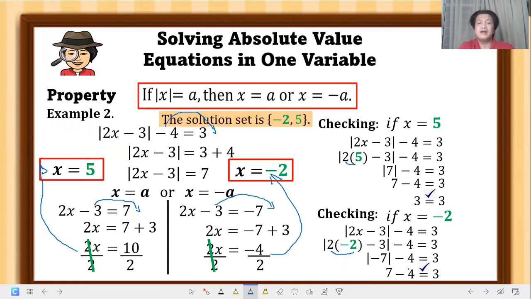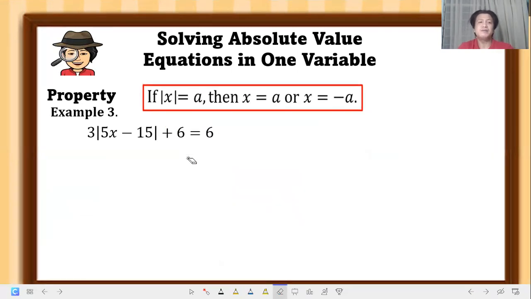So we can say that the solution set is -2 tsaka +5. So we call this two solutions. Okay, let's have number 3. I have here 3 times the absolute value of 5x minus 15 plus 3 is equal to 6.